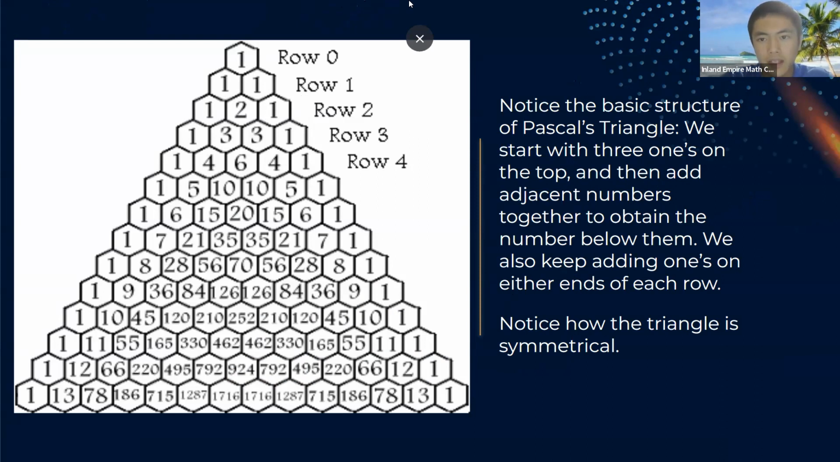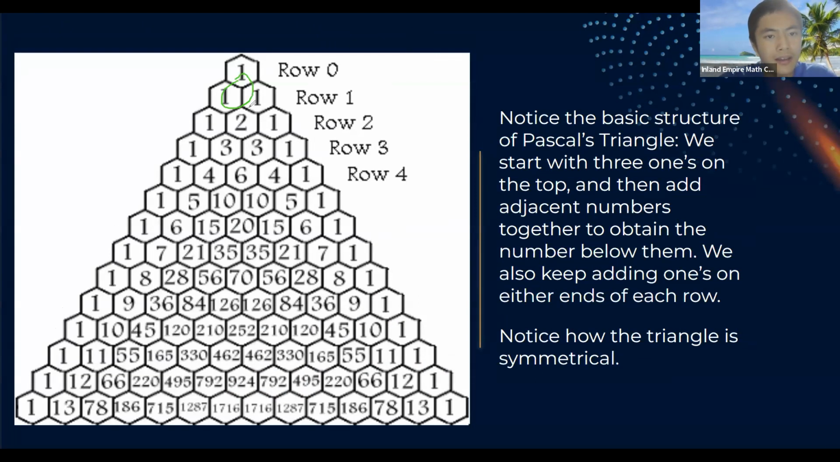So in case you guys don't get what I'm saying, I'm going to annotate a bit here. So we start with 3 ones, right? And for each pair of adjacent numbers, like 1 and 1, you add them together to get the number 2, right? And you put down the 1 from the left side because, as we said here, we keep on adding ones on either ends of the row to make it a triangle. And you would see that indeed 2 plus 1 is equal to 3.